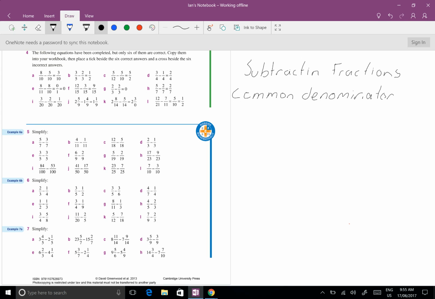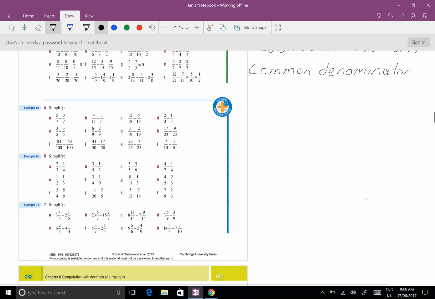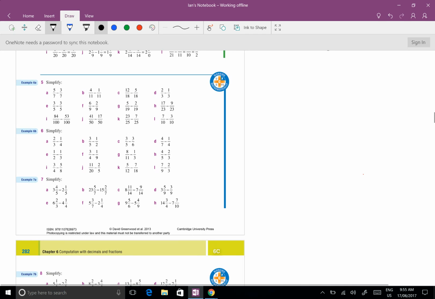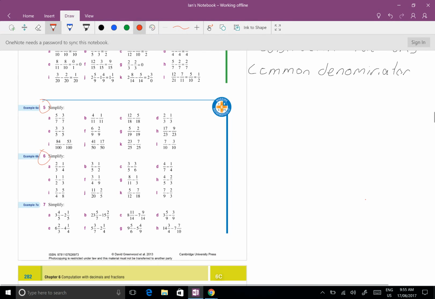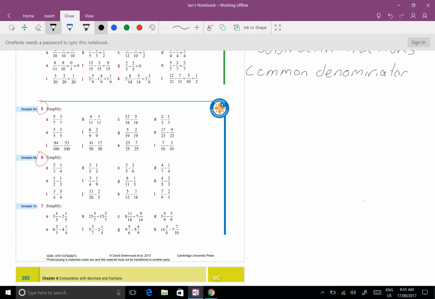Okay, so let's have a look at exercise 6C. Now, on your capacity matrix, you're meant to either do the second, third, or fourth column. So I'm going to use the first column to explain how to do these. I'm going to look at question 5 and 6 to do our subtracting fractions. So let's have a look at 5a.